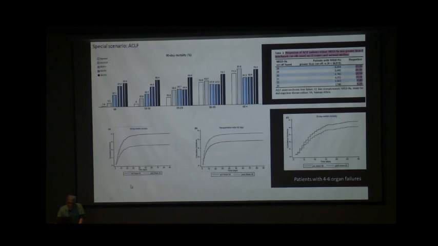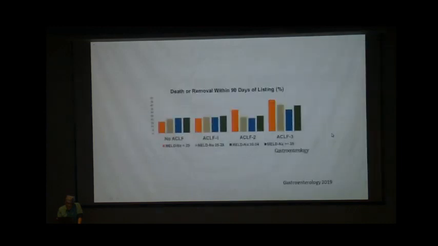Even if you compare between the pre-Share 35 and post-Share 35 era, after the Share 35 policy there was a significant decrease in the 90-day waitlist mortality and increased probability of transplant in ACLF patients. But if you do subgroup analysis of patients with 4 to 6 organ failures, there was no significant difference in the waitlist mortality, and these patients get less prioritization in the MELD score setting.